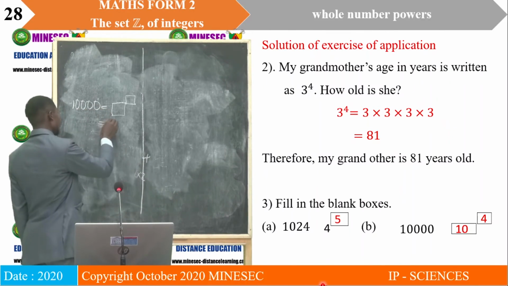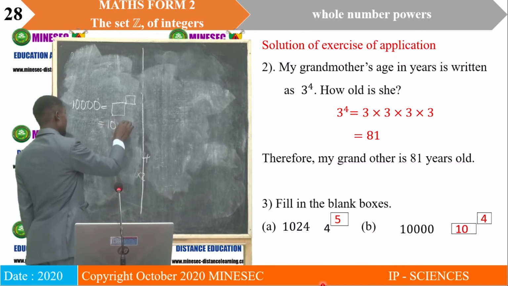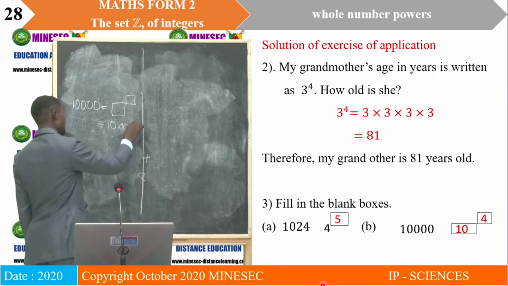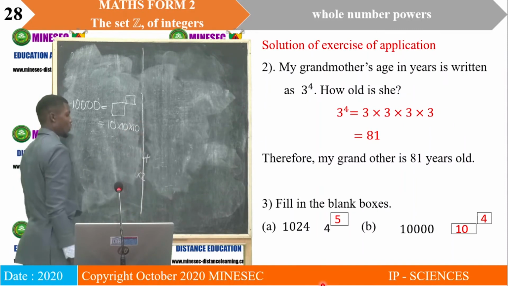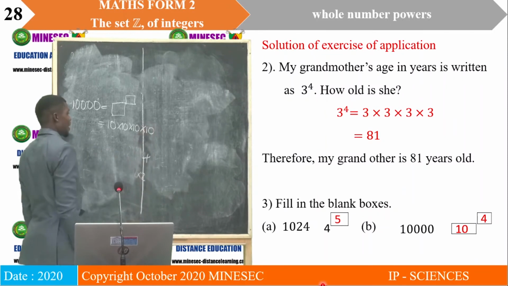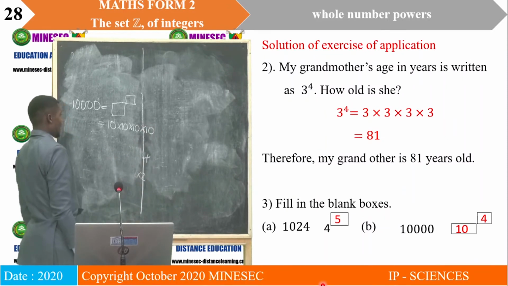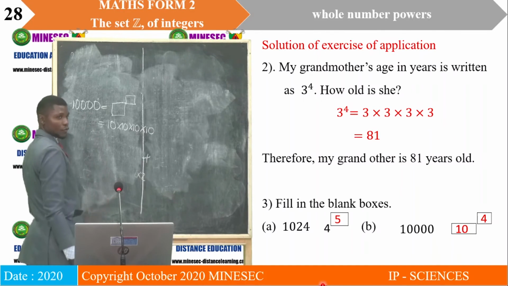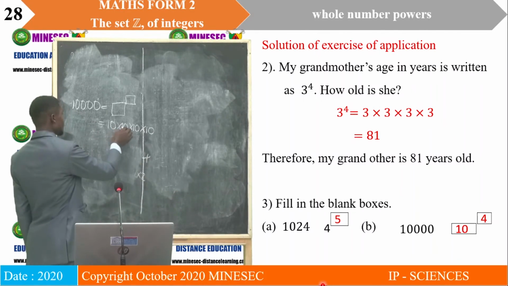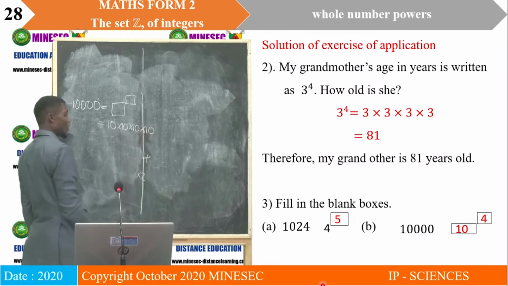If I take 10 times 10, this gives me 100. If I multiply it again by 10, it gives me 1,000. If I multiply again by 10, it gives me 10,000. So this is the 10,000 that was given to us. So let's count the number of 10. It means 1, 2, 3, 4. There are 4 of these 10.